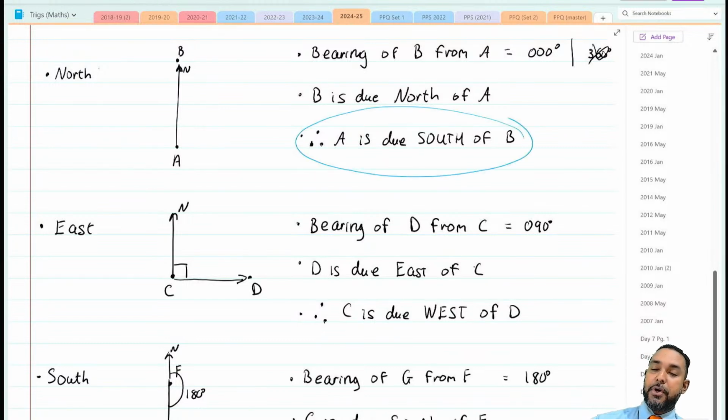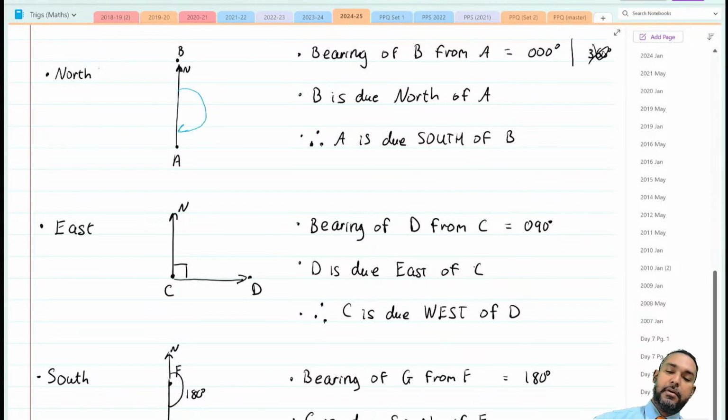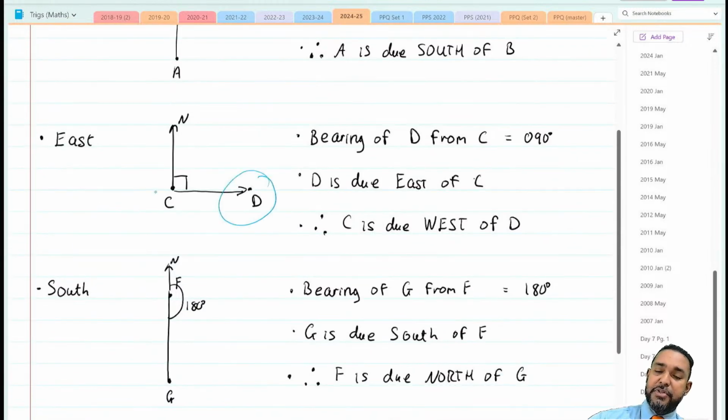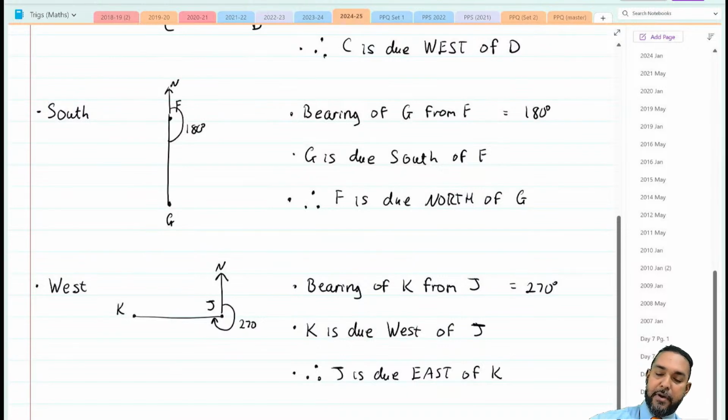And A is due south of B. So what's the angle there? If A is due south of B, the angle is 180. If an item is due east, the bearing there is 90 degrees. And the opposite is what? The opposite is west, and the bearing there is 270. All right.